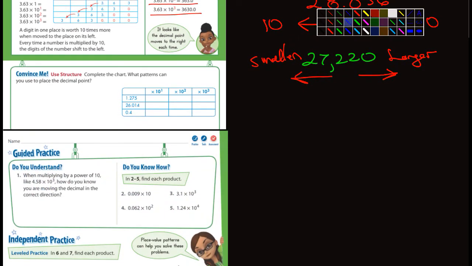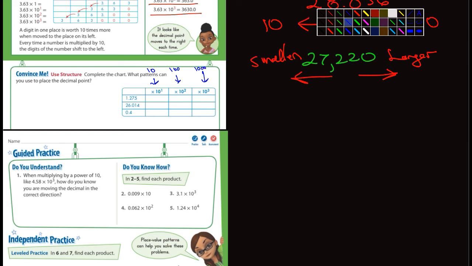Let's take a look at some of these. The convince me at the bottom of that page says complete the chart. So it looks like in the first column they're all 10 times larger. In the second column, it would be 10 times larger, and then 100 times larger, and 1,000 times larger. 10, 100, and then 1,000 times larger. Yeah, I wasn't saying that correctly at first.